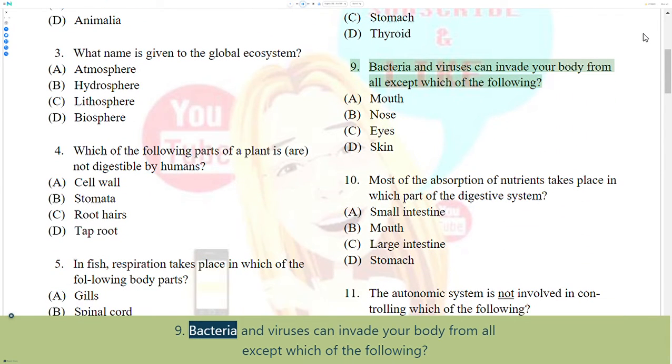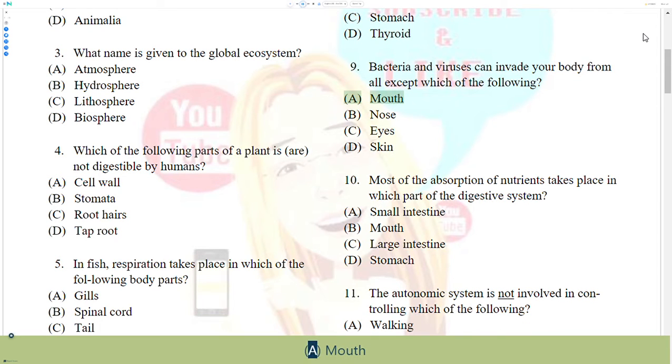9. Bacteria and viruses can invade your body from all except which of the following? A. Mouth. B. Nose. C. Eyes. D. Skin.